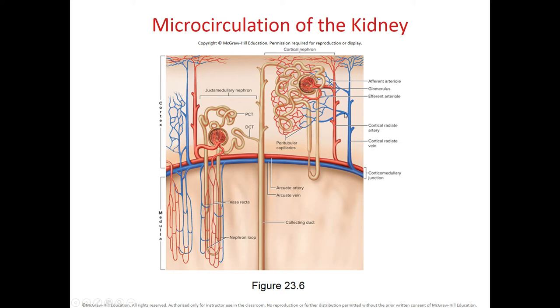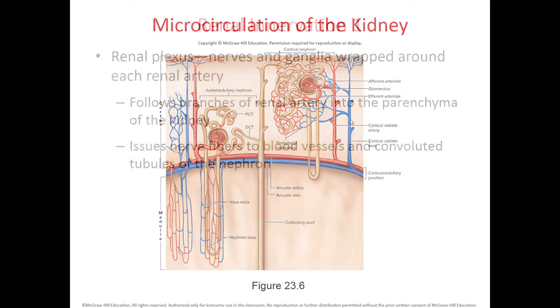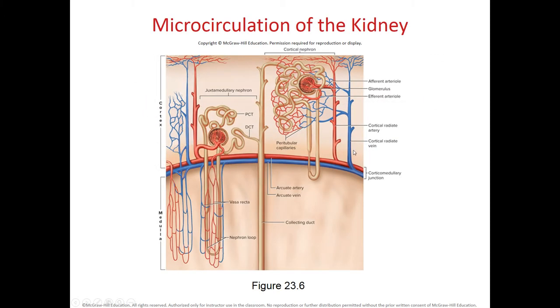drain into this cortical radiate vein, which is this, cortical radiate vein, and then the cortical radiate vein will drain into the arcuate vein, which is this. So remember, veins are in blue and arteries are in red.